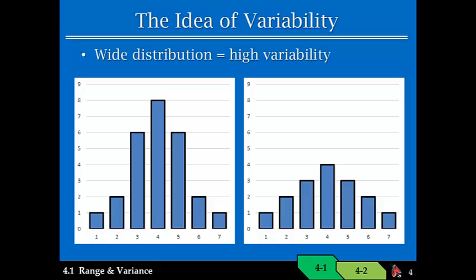And as we can see, even though these two distributions both have an average of 4, their variance or their variability is very different. So the chart on the right has a wide distribution and there's high variability. The chart on the left has a tall and narrow distribution, so it has low variability.